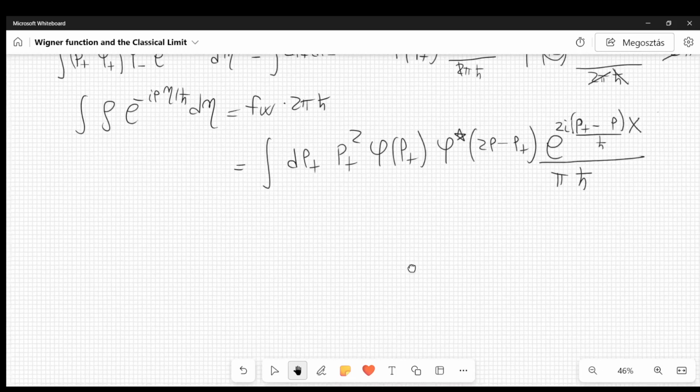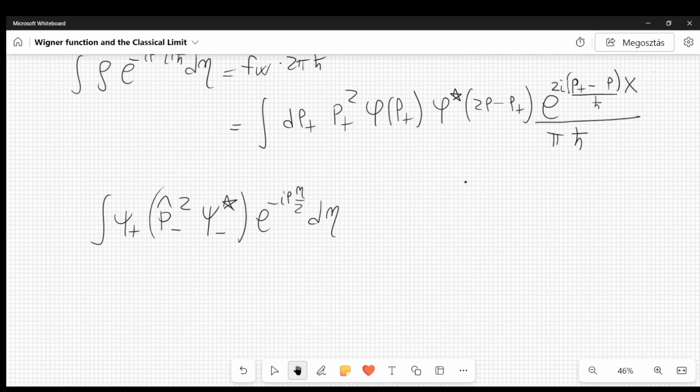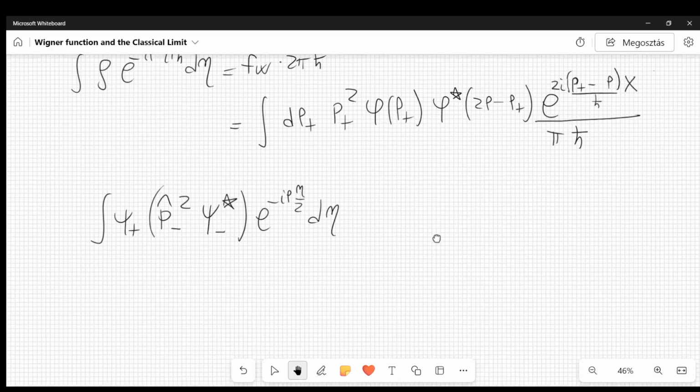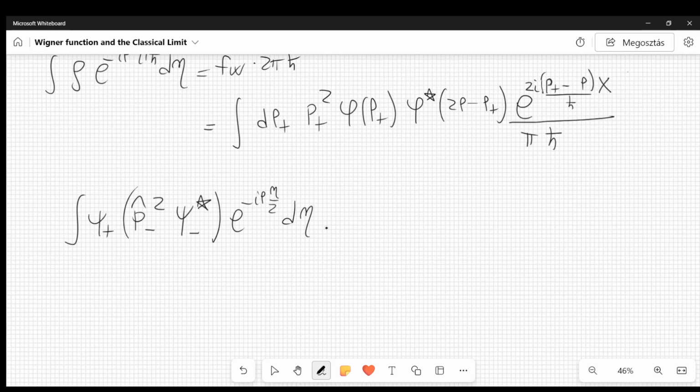Simple as that. Now, similarly, we could have done exactly the same steps, but starting from p minus squared, which acts on psi star minus e to the minus I p eta over 2 d eta, and it's quite simple to understand that this expression gives us exactly the same thing, but we have to replace p plus with p minus. This p plus here, though, not the integration variable.